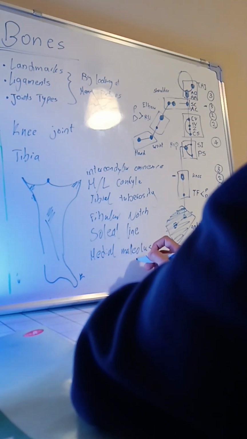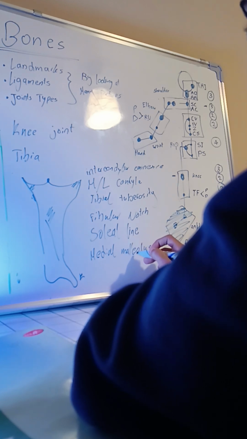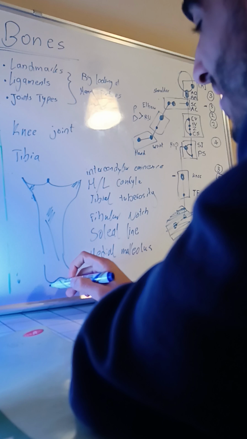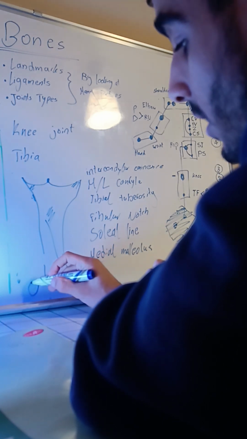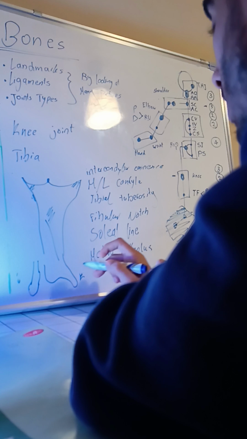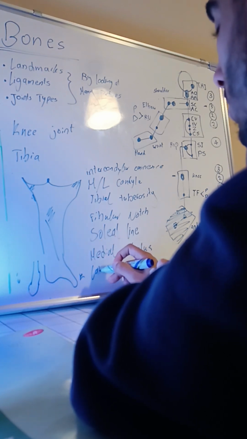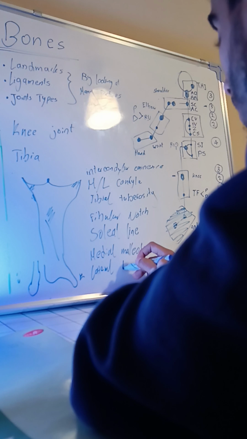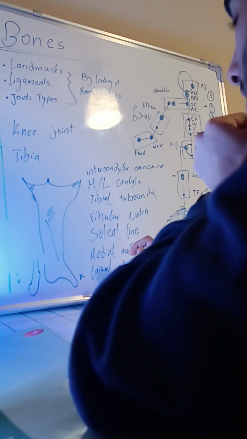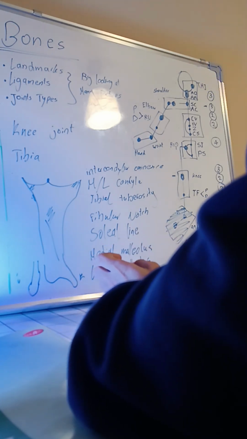Double M malleolus, right? So the medial malleolus, and also we'll be working with the lateral malleolus of the fibula. So here in the fibula, we're gonna have lateral malleolus, and this will have mortise joint.